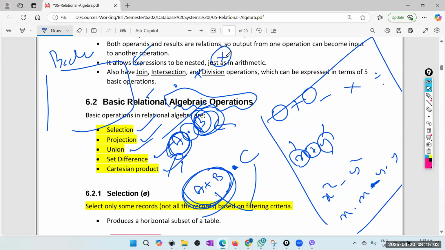Just like in Boolean algebra and normal algebra, we have symbols for these operations. Selection is sigma, projection is phi, union is this, set difference is like this, Cartesian product is like that. Same concept, same structure, but we operate on tables, views, and so on, or the result of another query.